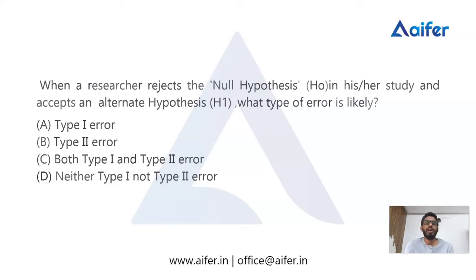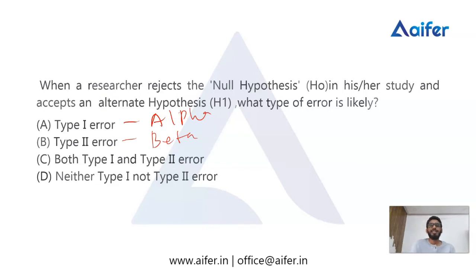Then what is type 2 error? Type 2 error means failing to reject the null hypothesis. As we know, the purpose of the research is rejecting the null hypothesis. But sometimes a researcher may fail to reject the null hypothesis when in fact the null hypothesis is false. It is called type 2 error. Type 1 error is also called alpha error, and type 2 error is also called beta error.